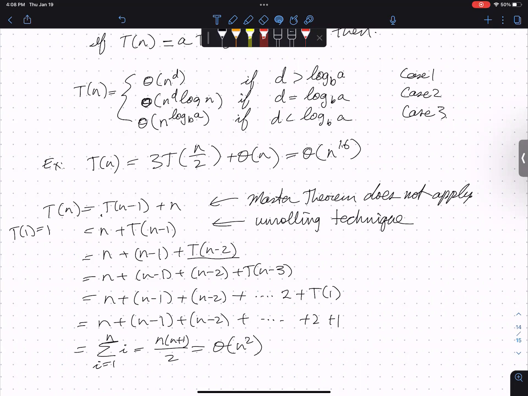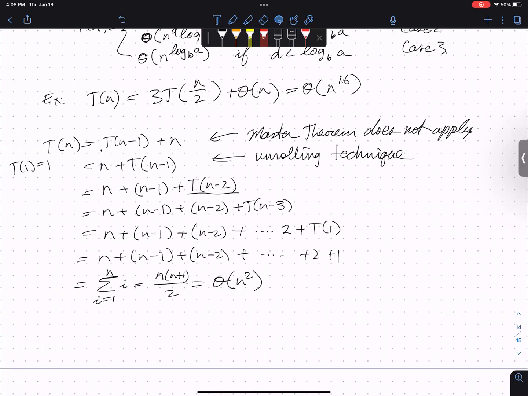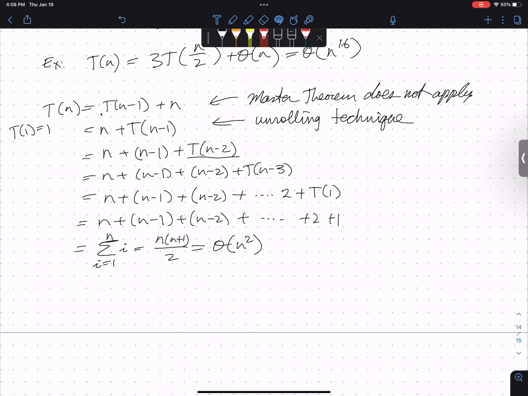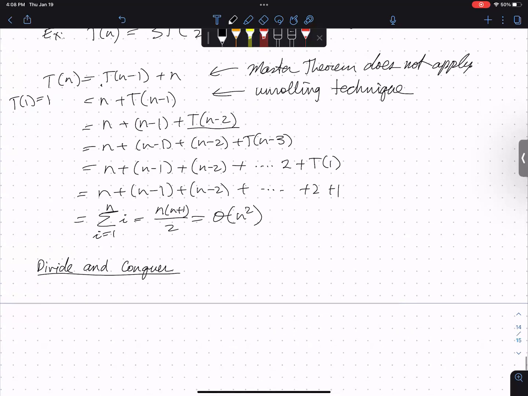Okay, so I think this is it for how to solve recurrence relations. You should now have what you need for the next homework, for the rest of the class. I want to now go back to what I mentioned earlier, which is divide and conquer algorithms. Divide and conquer algorithms are the type of algorithms whose running time would result in a recurrence relation that fits the master theorem. The first one we saw is this multiplication algorithm, mult 3 and mult 2.